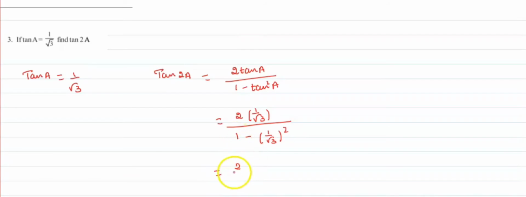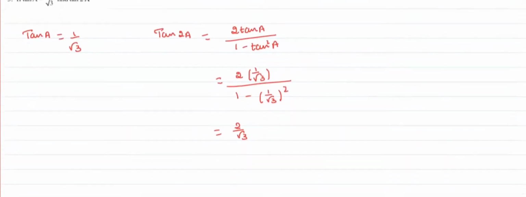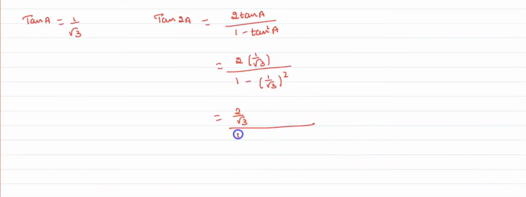So 2 into 1 is 2 by root 3. Simplify the denominator, 1 minus 1 over 3. Since this is in fraction, let me write this also in terms of fraction. So 2 over root 3. The LCM of 1 and 3 is 3, so here it is 3 and here it is 1. So 2 by root 3 whole divided by 2 over 3. So you have multiple divisions. What I will do is write this fraction in terms of the reciprocal of a number. So this is 3 over 2. So 2 and 2 will get cancelled, and 3 by root 3 will be left out.